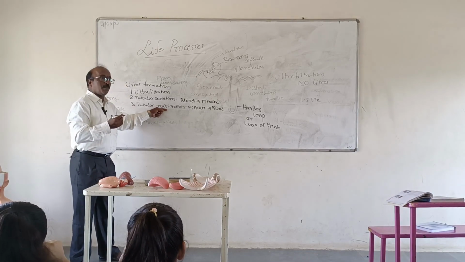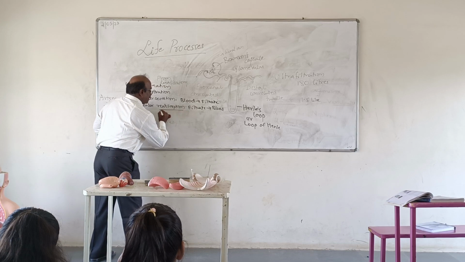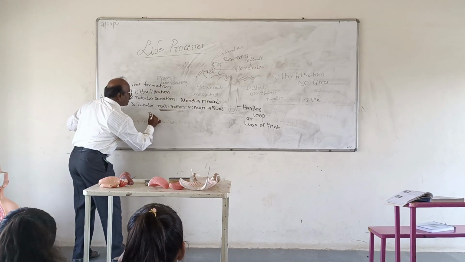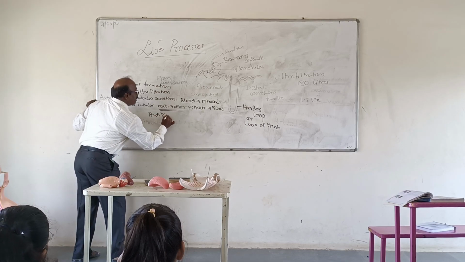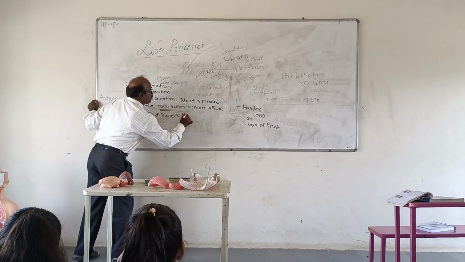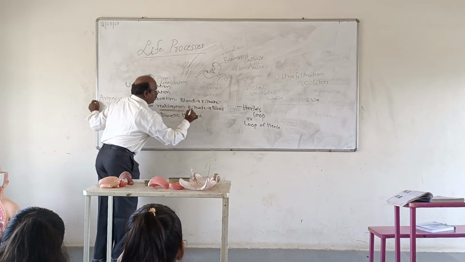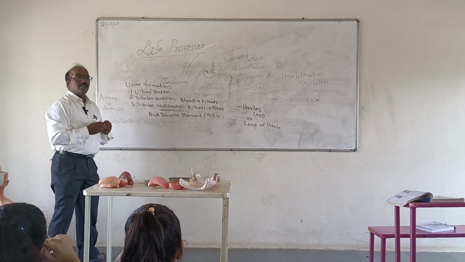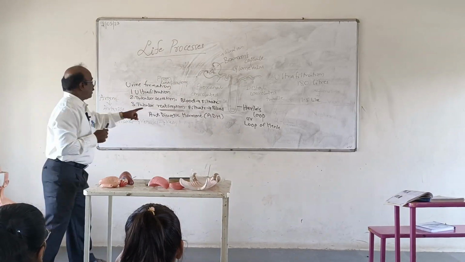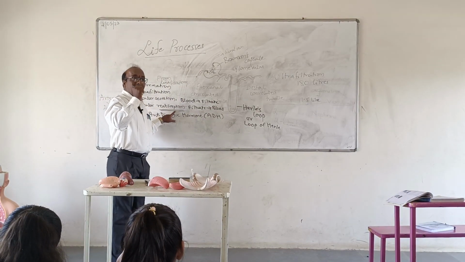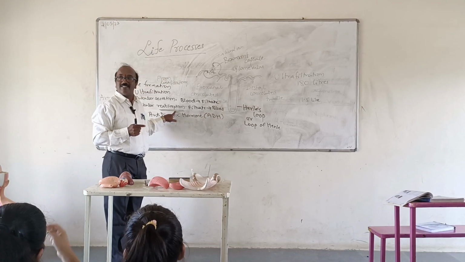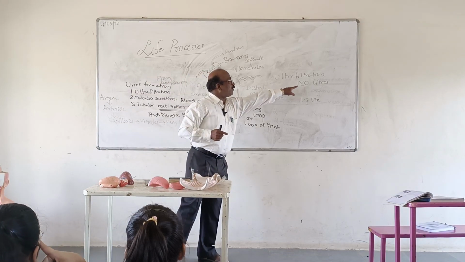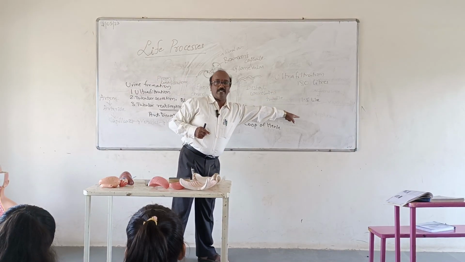Now this reabsorption is under the influence of a hormone called anti-diuretic hormone, we call it ADH. Here the main material which is reabsorbed is water. This is the one which is responsible for reducing the volume from 180 liters to 1.5 liters.